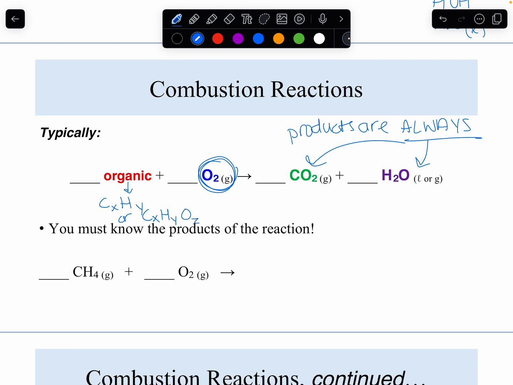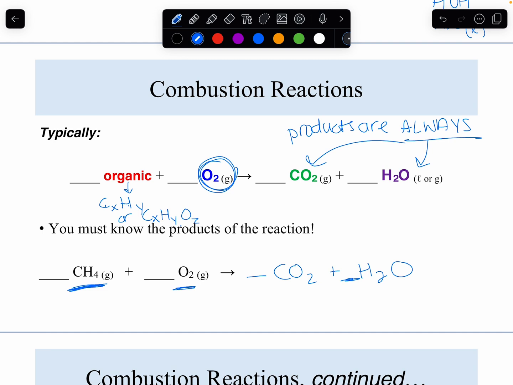Now, you are going to have to recognize, hey, this is an organic. It has a CH or a CH and O. You can see that here, CH and O2. And you're automatically going to say CO2 plus H2O. Okay? Simplest ones. You just have to recognize them.